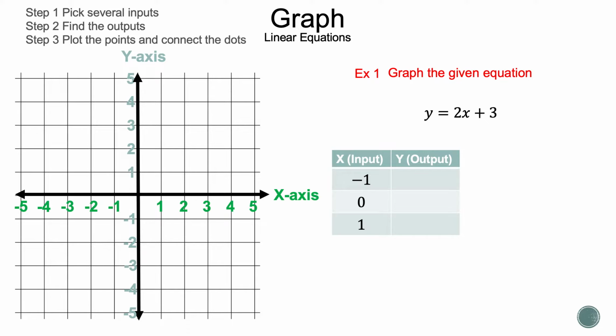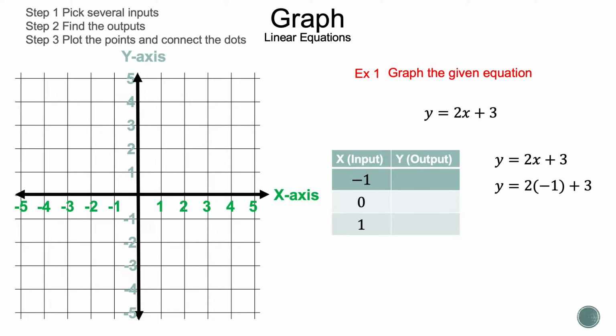-1 is the smallest negative integer, 1 is the smallest positive integer, and 0 is in between those two numbers. And 0 is a special number when we're talking about equations. So let's go ahead and get started. Let's write down the equation. y is equal to 2x plus 3.